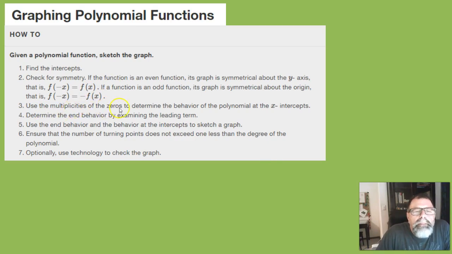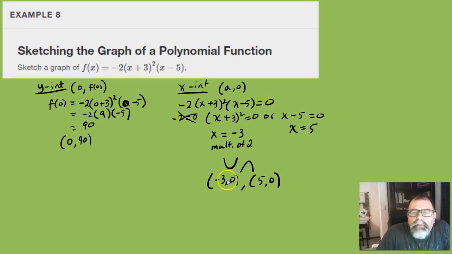Use multiplicities of zeros to determine the behavior. Okay, we already talked about it. So this is multiplicity 1. So that's going to either cut through like that or that way, degree 1. So this one's 2, so it's going to bounce. This one's going to cut.